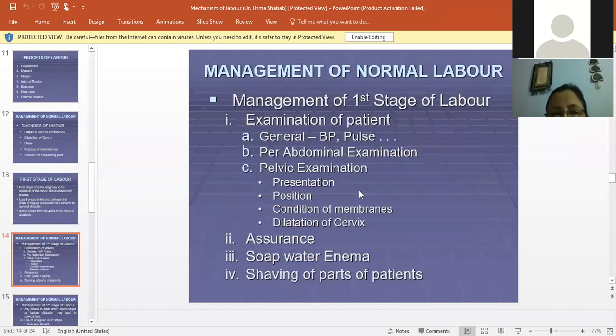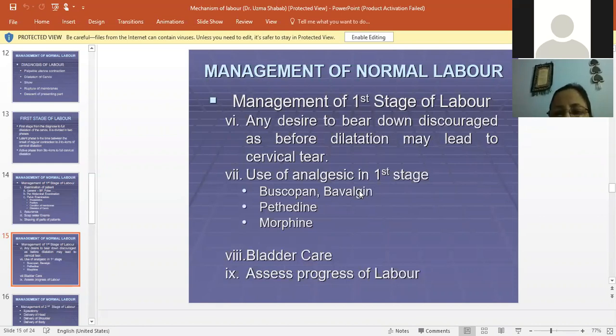Now, if the patient comes in the first stage of labor, how do we manage? We examine the general condition of the patient, pulse, BP, per abdominal examination, and per vaginal examination. During vaginal examination, we see the presentation, position, condition of the membrane, whether it is intact or ruptured, and dilatation of the cervix. We reassure the patient, give an enema, and shave the presenting part. Any desire to bear down should be discouraged, because if they start pushing before full dilatation, it will cause tearing of the cervix.